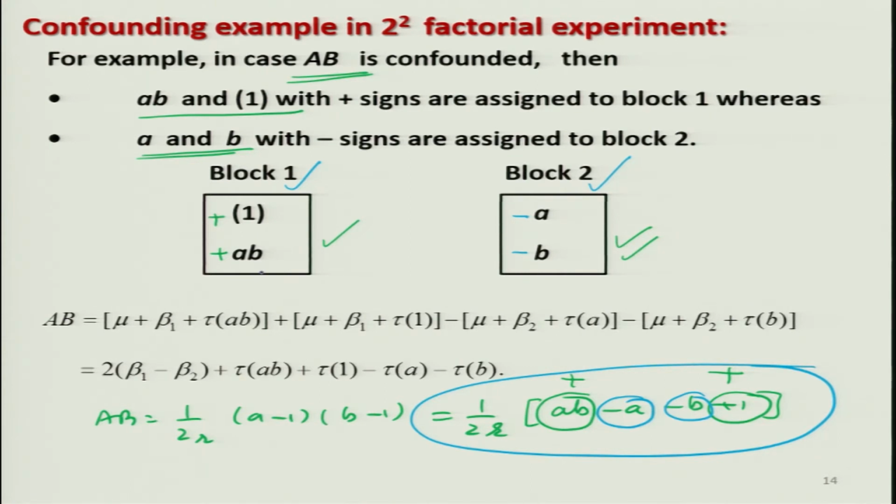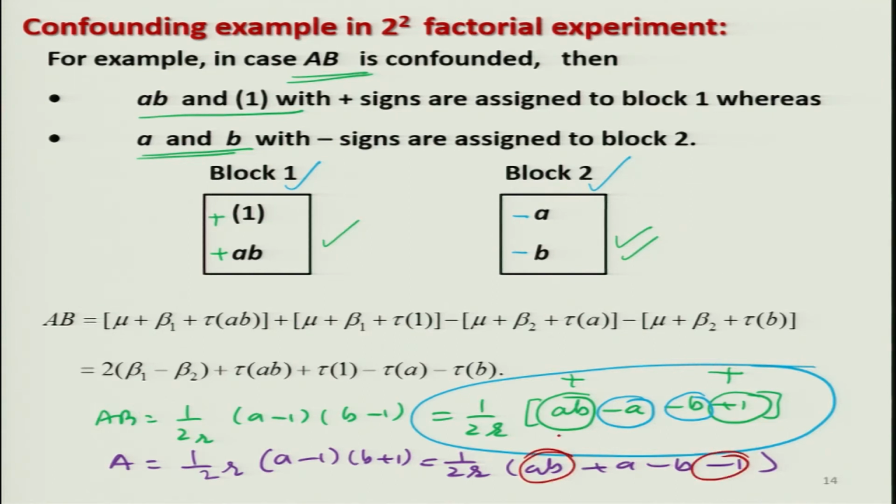Right, here in this case if you try to see, this A is not getting confounded. Why? Because if you try to write down this A as 1 upon 2r (A minus 1)(B plus 1), so this is going to be 1 over 2r (AB plus A minus B minus 1). Now, you can see what is happening. If you take AB and 1, one is appearing with plus sign, another is appearing with minus sign, you are assigning them in block number 1, and this A and B, they are appearing with plus and minus sign, they are assigned in block number 2 with respect to A. But in this case A is not getting confounded, but only AB is getting confounded.